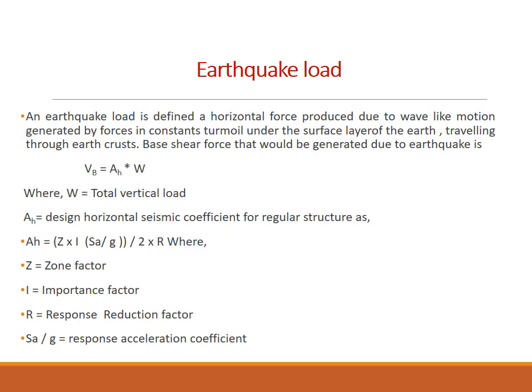The base shear force that would be generated due to an earthquake is VB equals AH into W, where W is the total vertical load. AH is the design horizontal seismic coefficient for a regular structure, AH equals Z into I into SA by G, divided by 2 into R, where Z is called the zone factor, I is called the importance factor, R is called the response reduction factor, and SA by G is called the response acceleration factor.